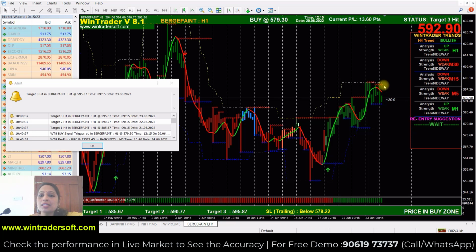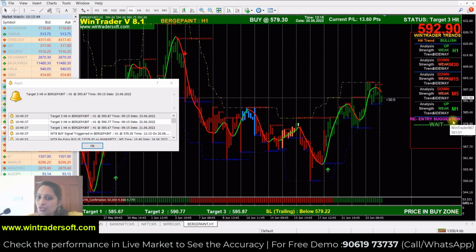If it breaks that resistance level, then again the market will go up. Already, as per this signal, all targets have been achieved. Then again the market will go up, and the software gives a re-entry option. Re-entry means the software gives a new entry point as per the current market rate, with a new target. So if you want, you can re-enter at that level.